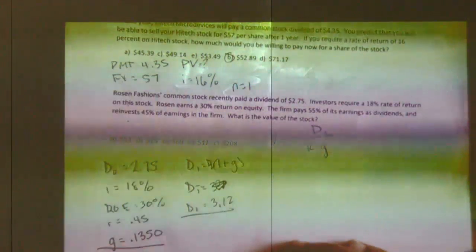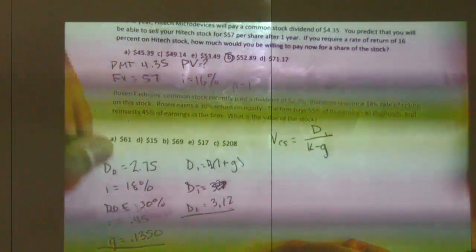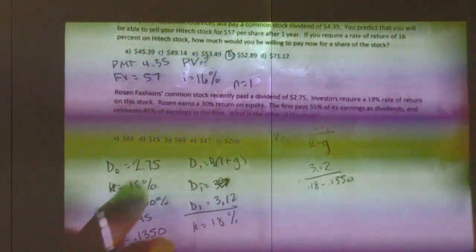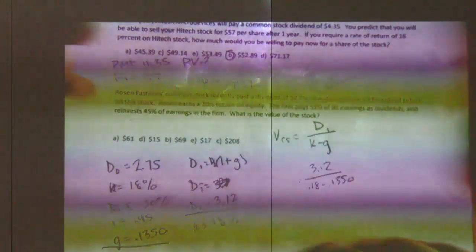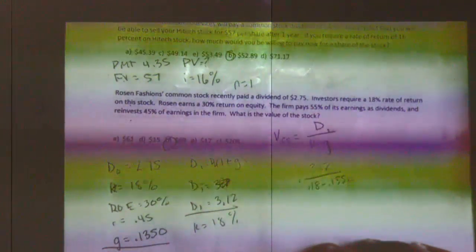So you should get a D1 of 312. Sorry, you know your K is going to be 18%, and your growth rate is 1350. And here you just plug in the numbers, 1350, and that should give you 69 as your value of the stock.